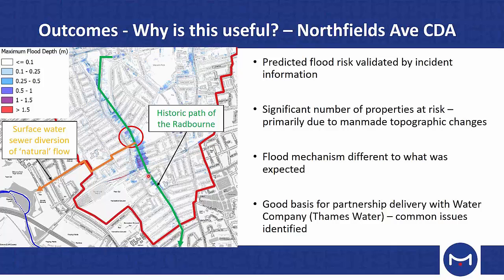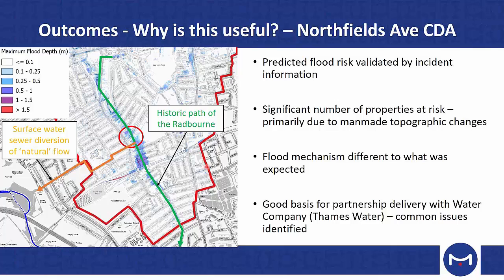It also highlighted that the flood mechanism was very different to what we expected it to be, and that there was already a very large sewer diversion in place that Thames Water had built historically that diverted quite a lot of the catchment flow away from the natural flow paths down this way and to the west side, adding it to the Brent further to the west. So what we thought was the historic flow path of the Radbourne probably is the historic flow path of the Radbourne, but has been heavily modified by a very large sewer system.